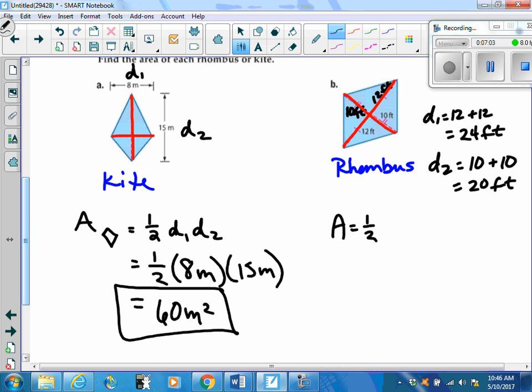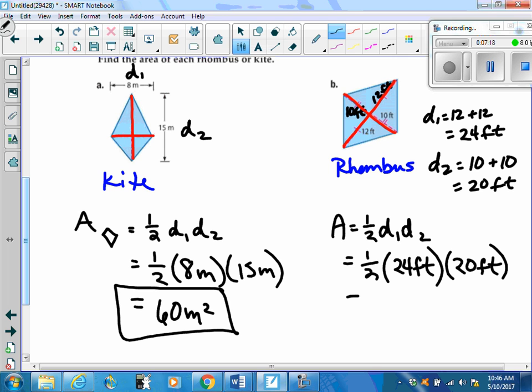Again, the area of a rhombus is 1/2 diagonal 1 times diagonal 2. So I'm going to take 1/2 times 24 feet times diagonal 2, which is 20 feet. And that result should be 240 feet squared. So the area of my rhombus is 240 feet squared.